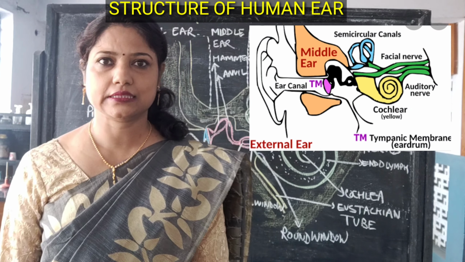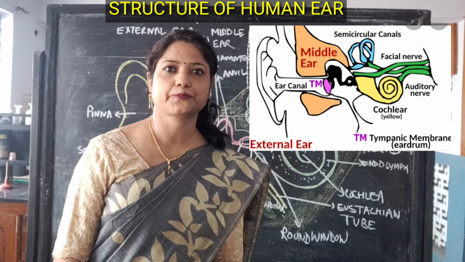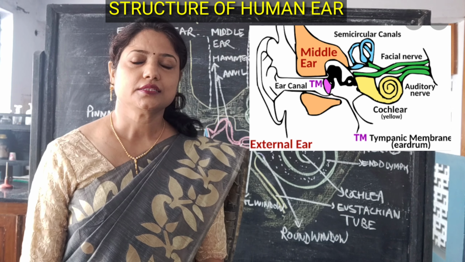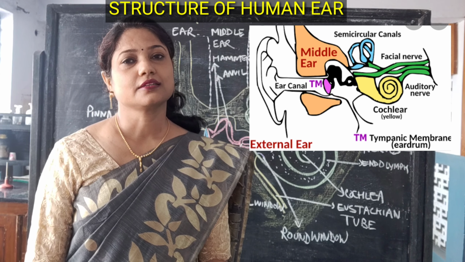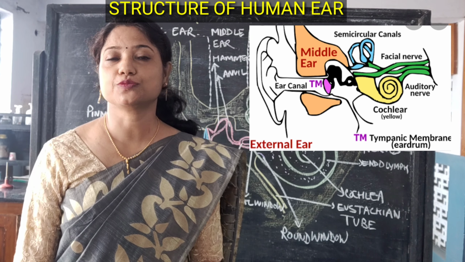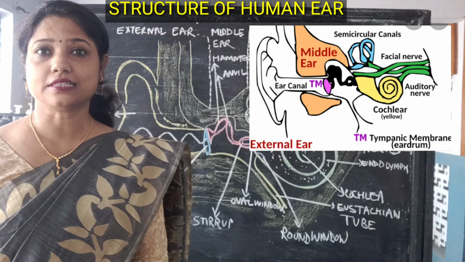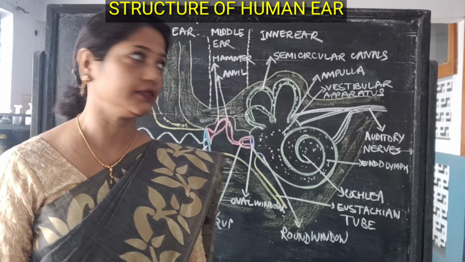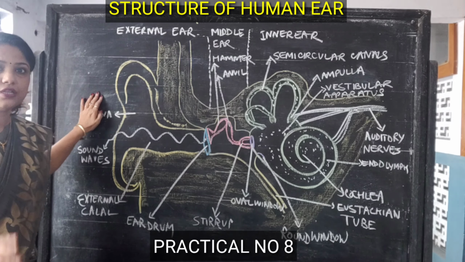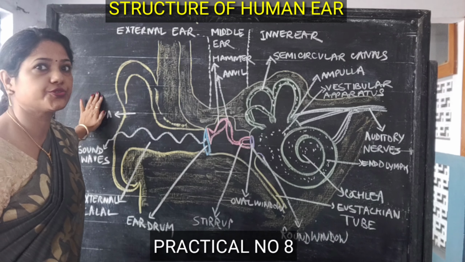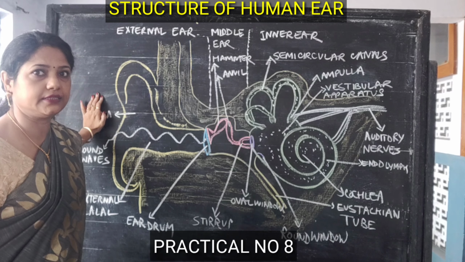Today we shall discuss the internal structure of the human ear. As you all know, the ear is one of the sense organs of our body, and it has two main functions: hearing and maintaining the balance of the body. So let us see the internal structure of the human ear. This is the internal structure of the ear. The human ear is divided into three parts: external ear, middle ear and inner ear.